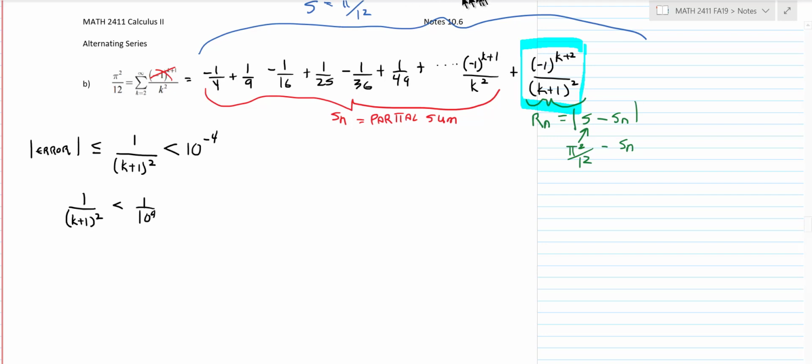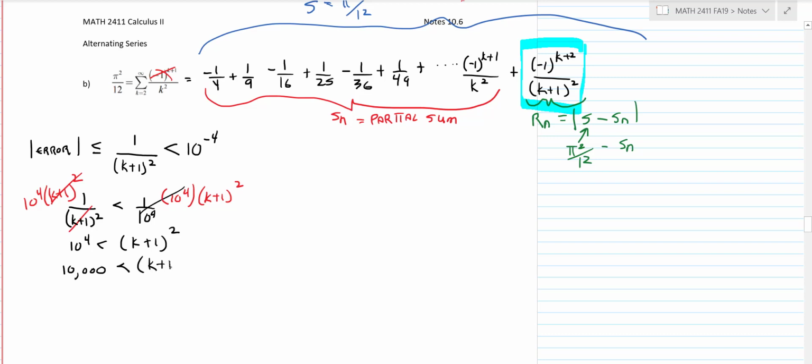So what I'm going to do is clear my fraction. I'm going to multiply both sides by 10 to the fourth times k plus 1 squared. You can certainly do this in your head. That cancels out, so you end up getting 10 to the fourth is less than k plus 1 squared. And of course 10 to the fourth is 10,000.